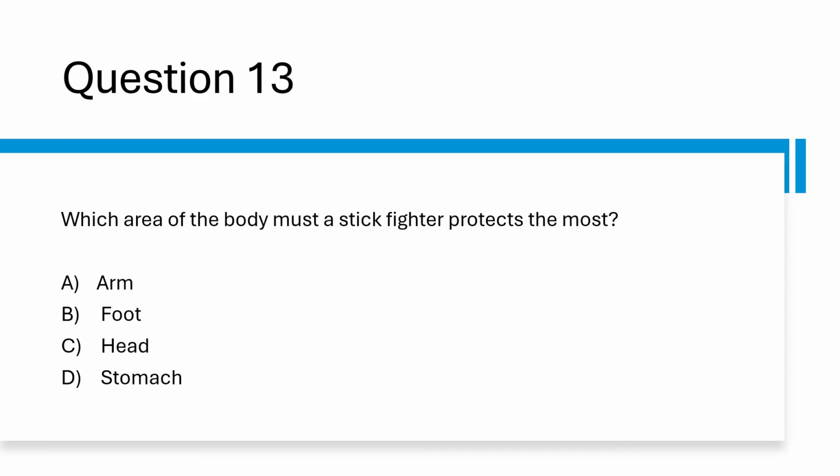Now, remember, one of the things in stick fighting is that it's about bust head. Yes, it's about giving a man a bust head. That's how you get a chance to get the upper hand. So you have to create a blood hole. And so therefore, the most important area that you must protect is the head. Protect yourself from getting a hit in the head. Protect yourself from damage, etc., and any kind of injury. So the answer here is C.